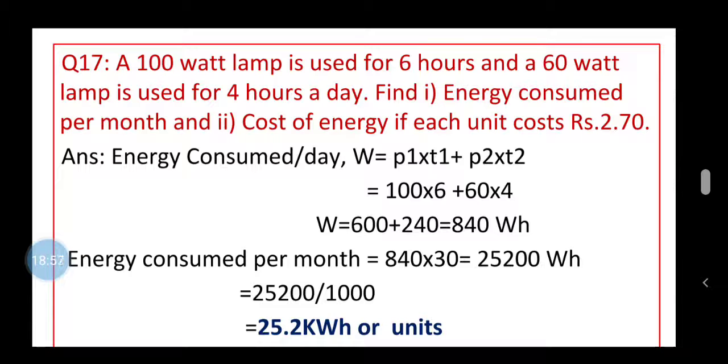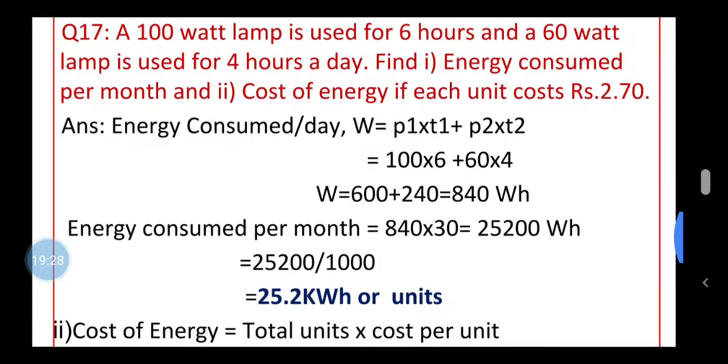There are only two lamps here. One is a 100 watt lamp and it is glowing for 6 hours. The second lamp is of 60 watt and it is glowing for 4 hours. So to know the energy consumed here, energy consumed is given by power into time. First bulb power is 100 watt and it is run for 6 hours. Substitute time in terms of hours only.